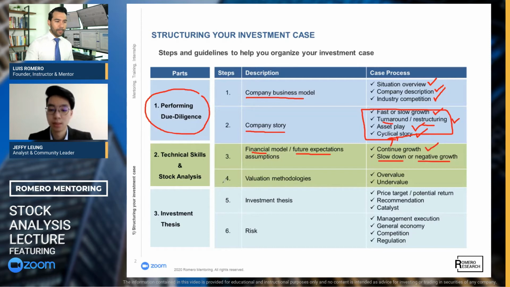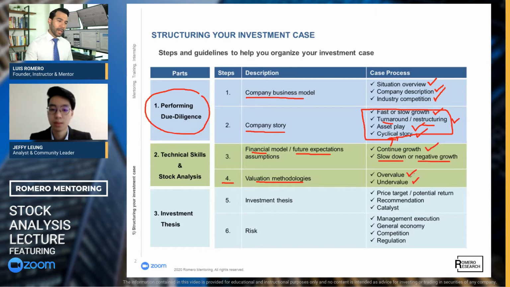Now, in step number 4, I've illustrated here valuation. So once you have one component of the technical skills, which is being able to forecast a company's income statement, balance sheet, and cash flow statement, what do you do with that information? Well, you perform valuation, okay? And then ultimately valuation will help to determine, is the stock overvalued or undervalued?